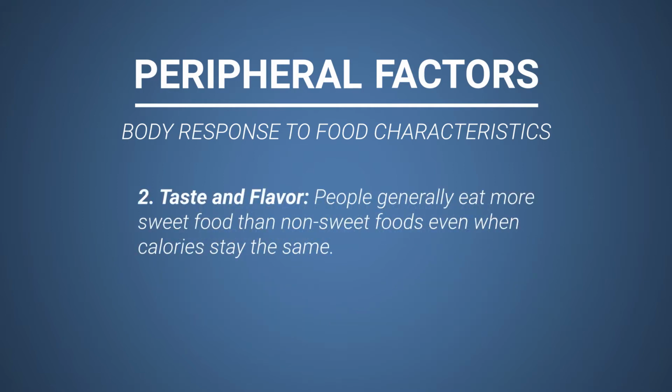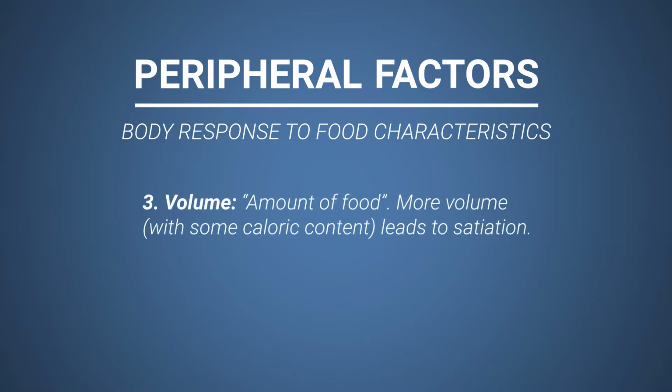Another food characteristic is taste and flavor. For example, people generally eat more sweet food than non-sweet food, even when those foods have the same amount of calories. There's also volume, which is the amount of food. More volume leads to satiation. However, it's important to note that volume alone doesn't lead to satiety. There must be some caloric content to accompany it in order to be satisfied.